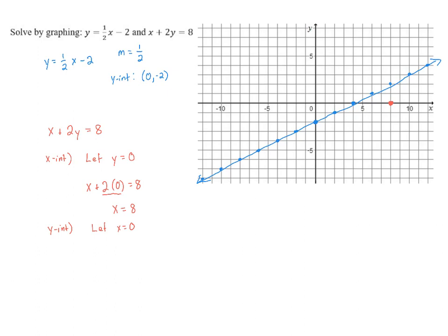Now to find the y-intercept, we let x equal 0. When we plug in 0 for x, that gives us 0 plus 2y equals 8. The left-hand side is just going to be 2y, because adding 0 to something doesn't change its value. So we've got 2y equals 8. And if we divide by 2, that gives us y equals 4. So the y-intercept is 4. We can put that on right there. And then we need to connect the dots using a straight line. So it's going to look something like this.